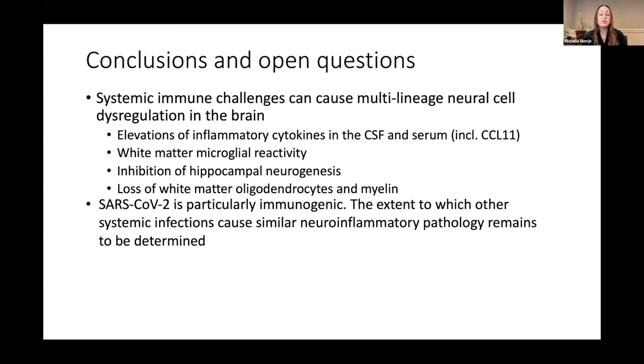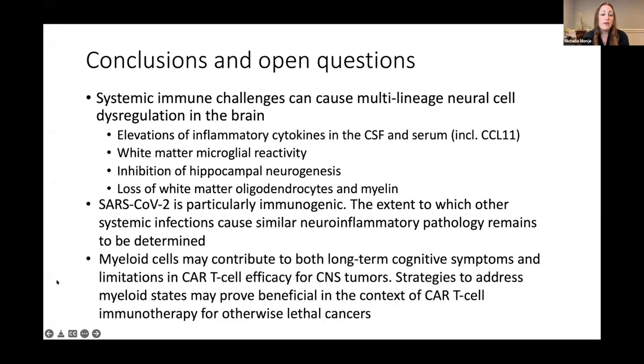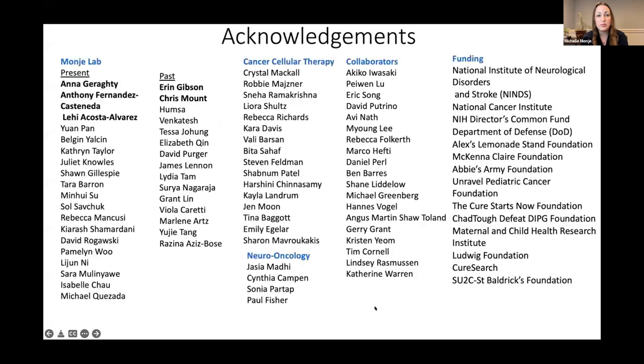But the extent to which other systemic infections may be causing similar neuroinflammatory pathologies remains to be carefully determined and studied and compared to SARS-CoV-2. And I think it's pressing that that happen. Finally, myeloid cells may contribute both to the long-term cognitive symptoms and to limitations in CAR T cell efficacy for CNS tumors. Hopefully, strategies to address myeloid states may prove beneficial in the context of CAR T cell immunotherapy for these otherwise lethal cancers of the brain and spinal cord.